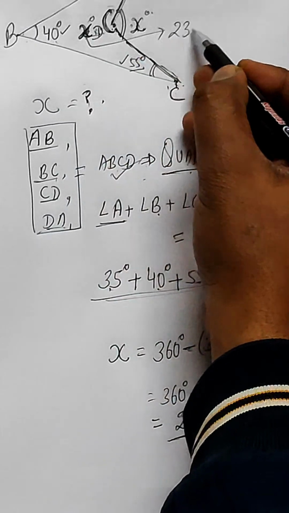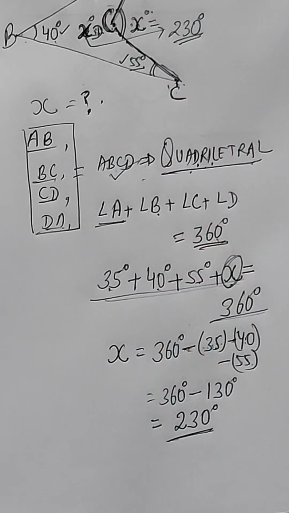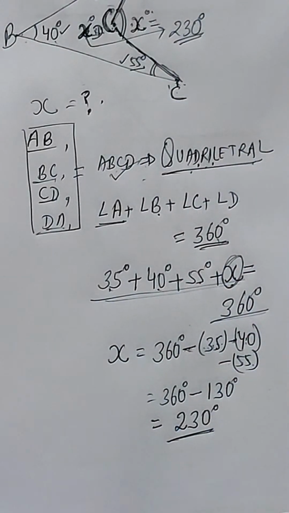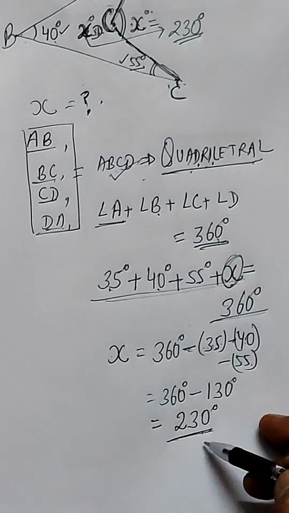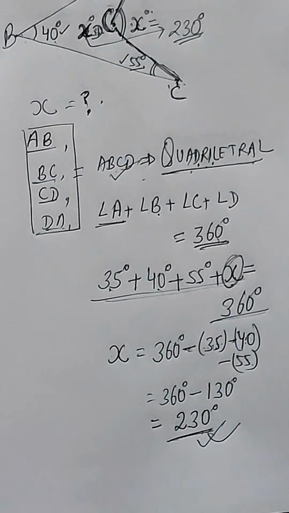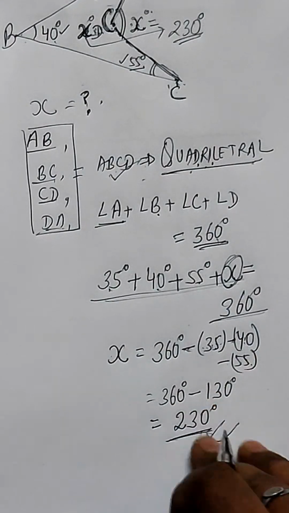This is 230 degree, or this is equal to 230 degree. So here we have solved this question of lines and angles where the value of x is calculated as 230 degree, right? Now we can see some other questions of lines and angles.